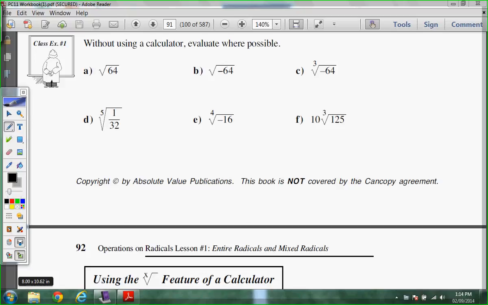Do the top and the bottom separate. So do like fifth root of 1 and fifth root of 32. Just do them separate. Think about them one at a time. So here, I'll write it like this.